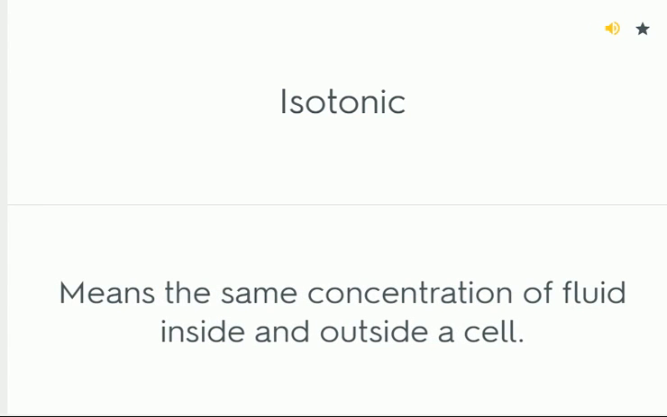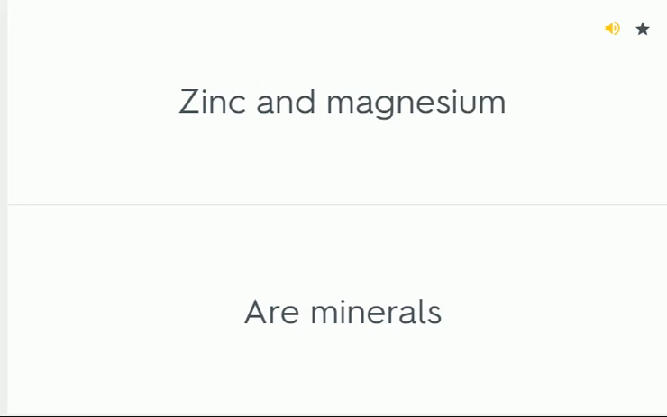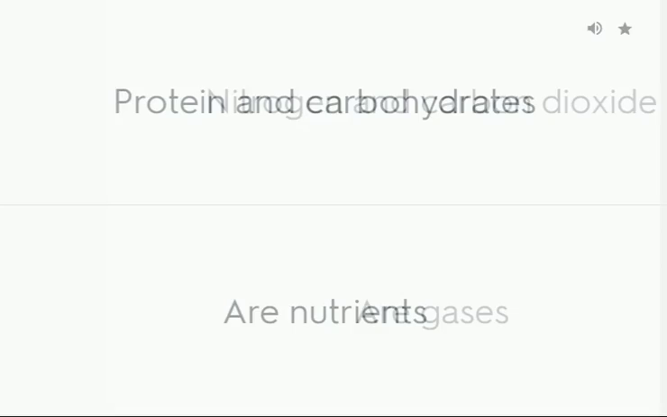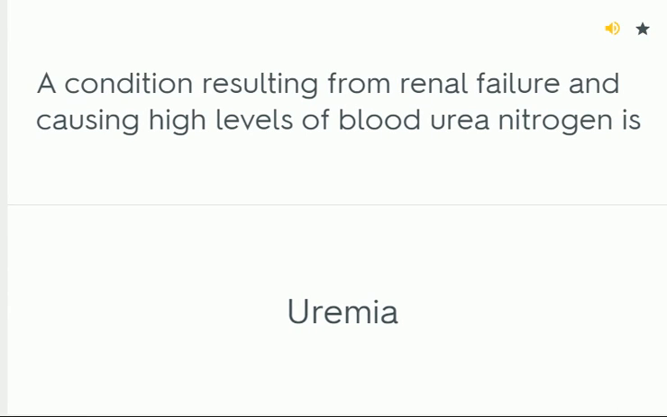Isotonic means the same concentration of fluid inside and outside a cell. Two important electrolytes found in the body are sodium and potassium. Zinc and magnesium are minerals. Protein and carbohydrates are nutrients. Nitrogen and carbon dioxide are gases. A condition resulting from renal failure and causing high levels of blood urea nitrogen is uremia.